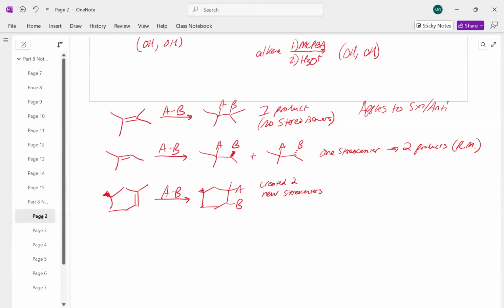There was already one there. I'm going to ignore it for right now. So ignore that methyl group there, like this one. Just ignore that. But if we created two new stereocenters, that means we could get up to four products. Not necessarily going to get all of them, but that's a possibility.